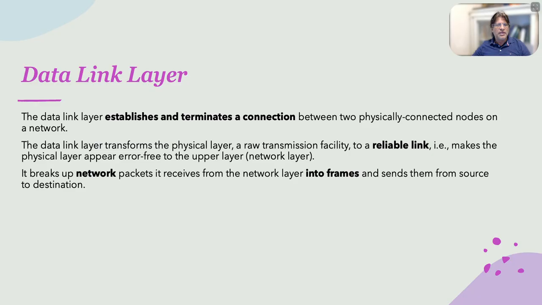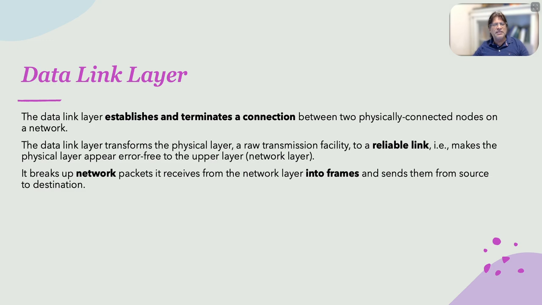It breaks up the network packets it receives from the network layer. So we need to understand that we have a physical layer at the very bottom, which is layer number 1. Then above layer number 1, we have the data link layer, which is layer number 2. Layer number 3 is the network layer, right? So basically the idea behind the data link layer is it receives information from the network layer above. And when we talk about the network layer, we basically call them packets. So network packets are received from the network layer.